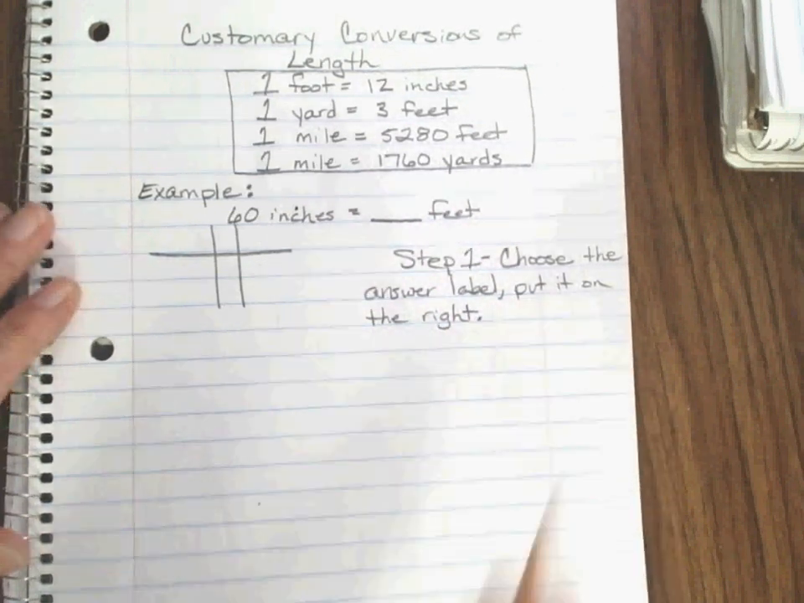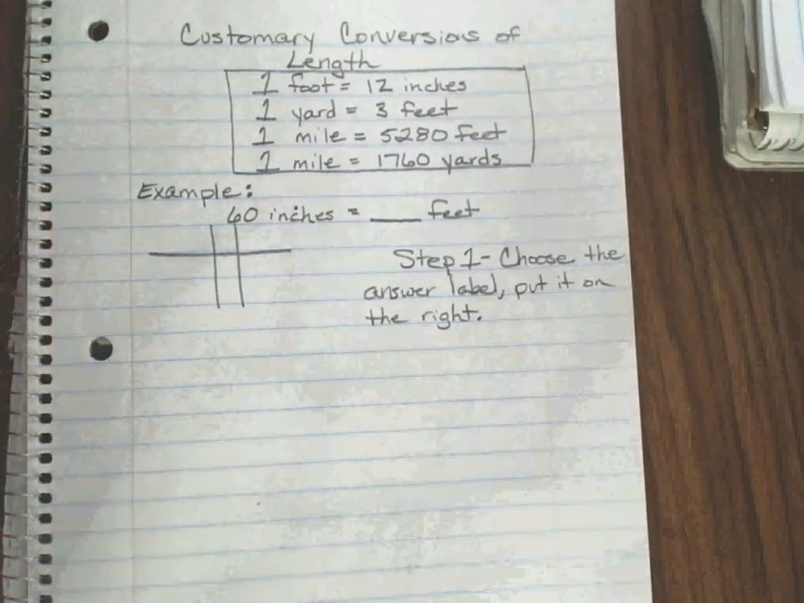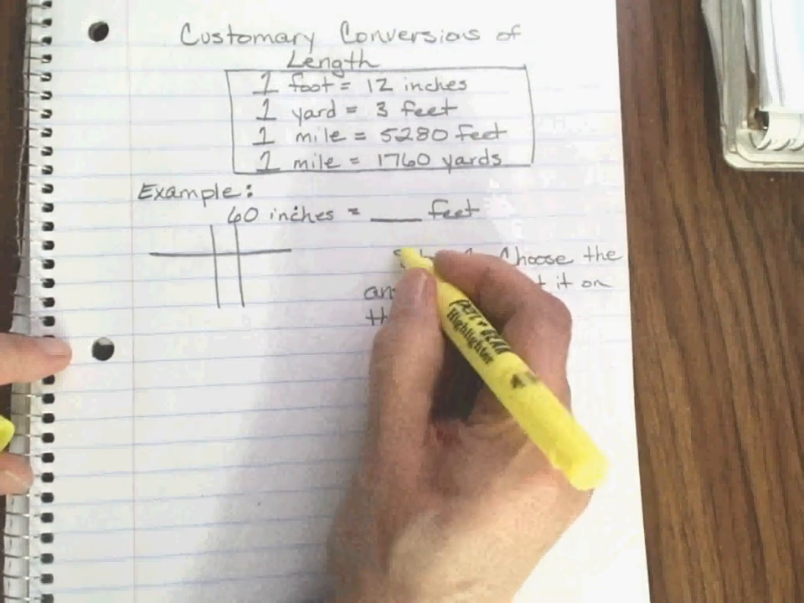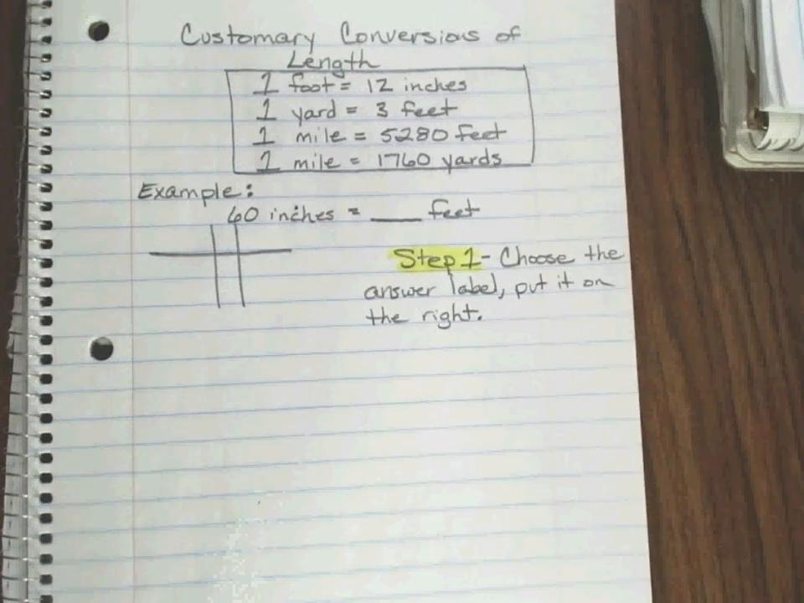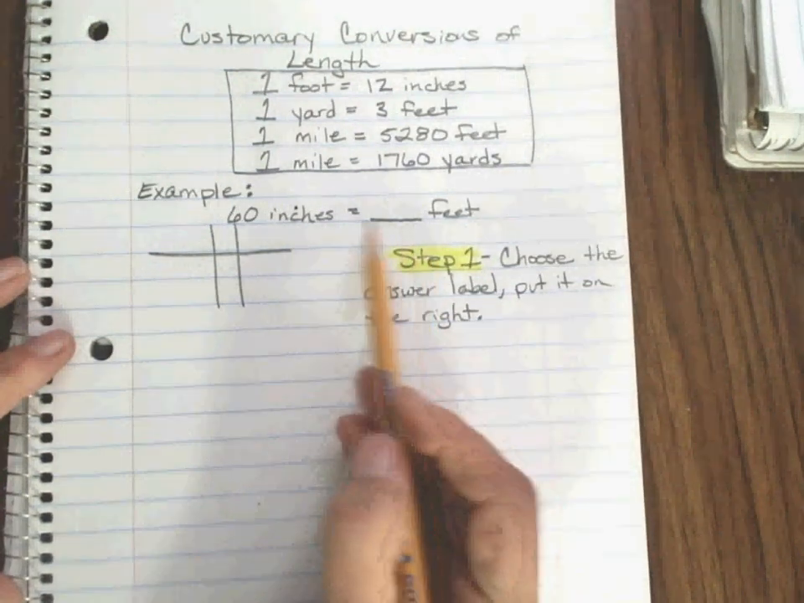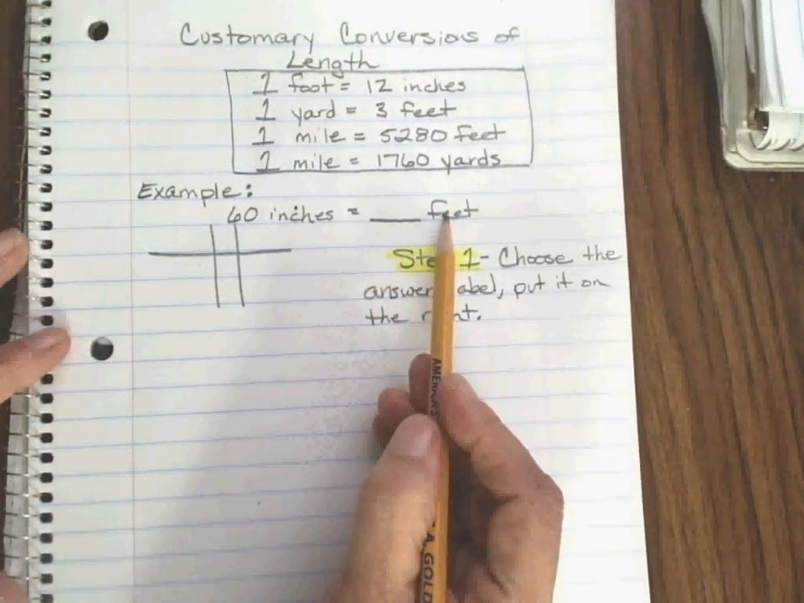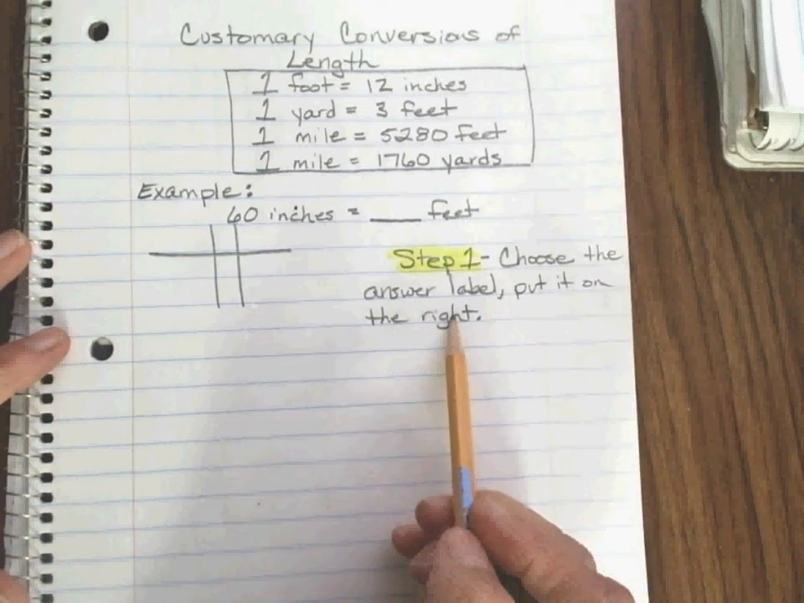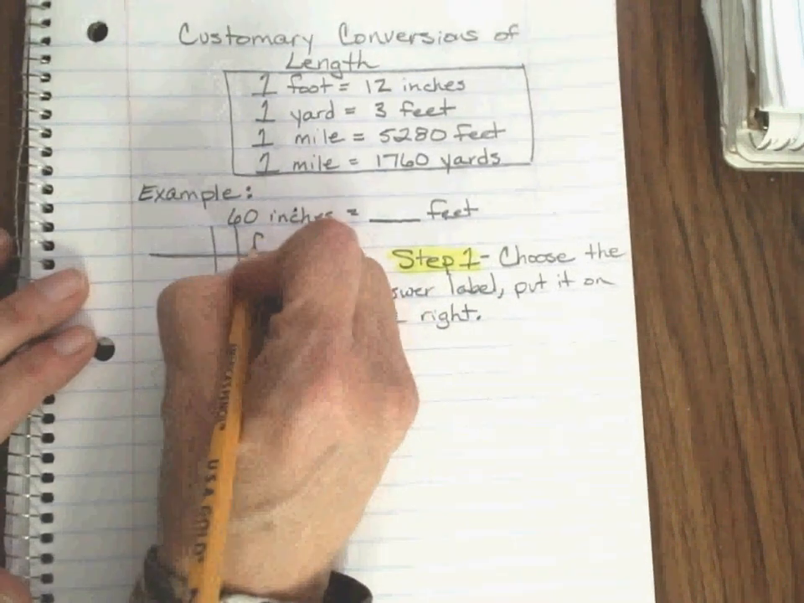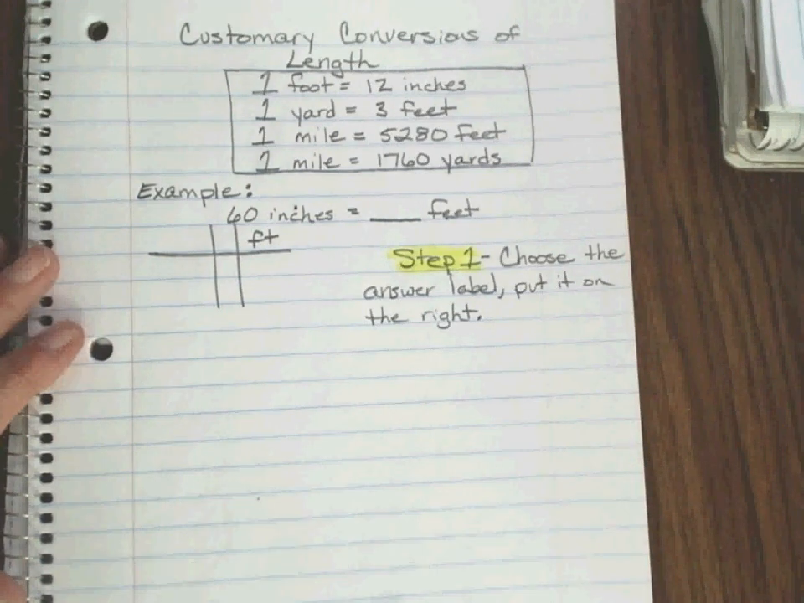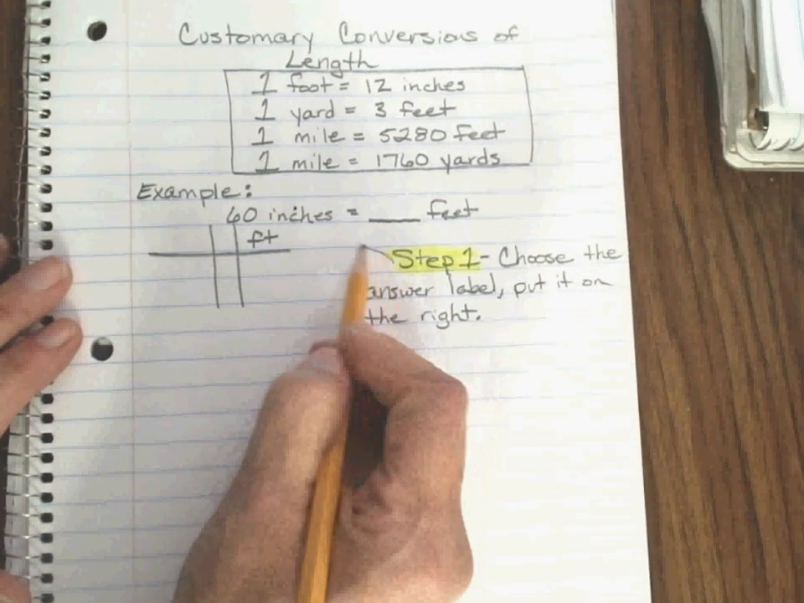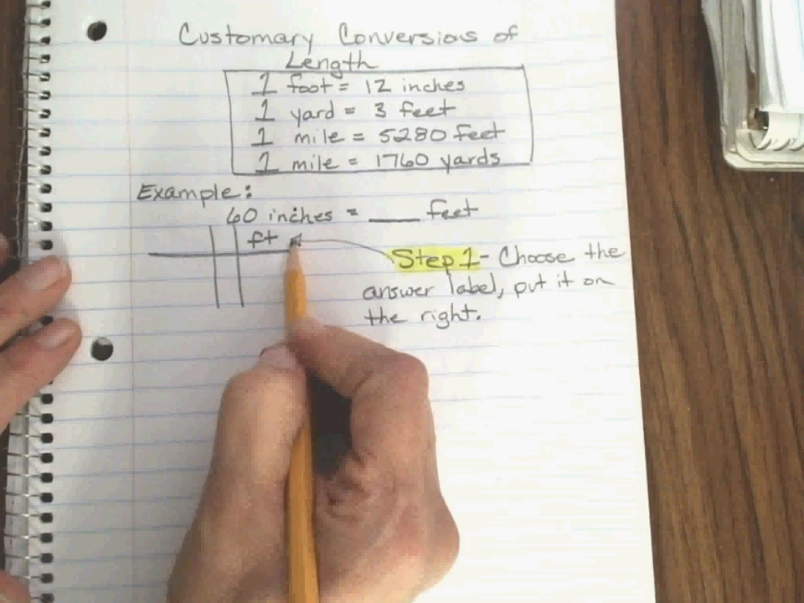Okay, so when I say choose my answer label, what I'm talking about is what am I converting it to? And in this question, I'm converting to feet, so feet is my answer label. And I'm going to put it on the right side of the chart. So feet goes right here. So that's step 1, putting my answer label on the right side of the chart.